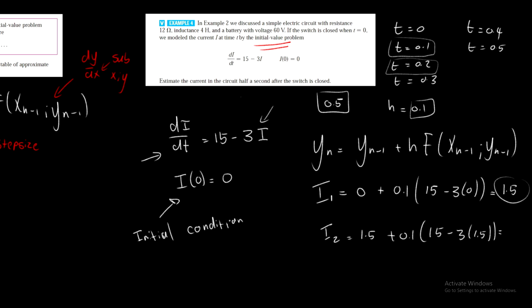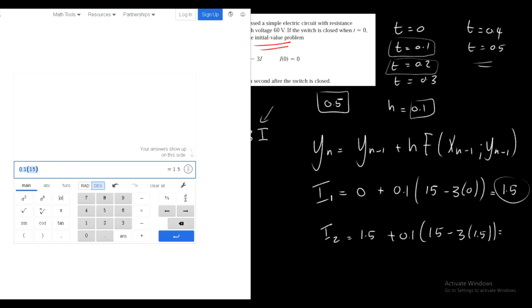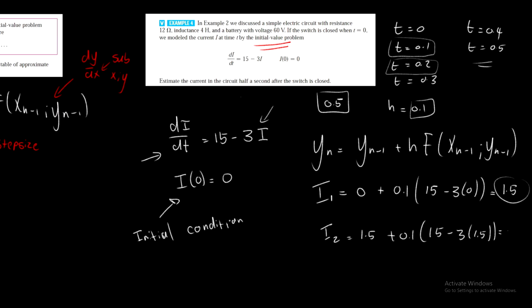Well, we need when t is 0.5, right? So I need to do this 5 times. So I need to find I5. Okay, so let's plug in this differential. 0.1 times (15 minus 3 times 1.5). So we get 2.55. So 2.55. Now we use I sub 3. And would you have guessed it? Just plug in the new points. Easy peasy.